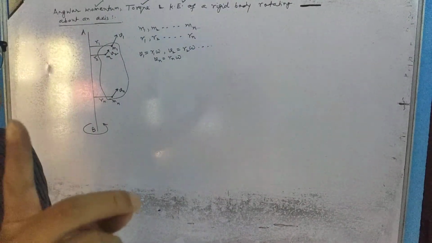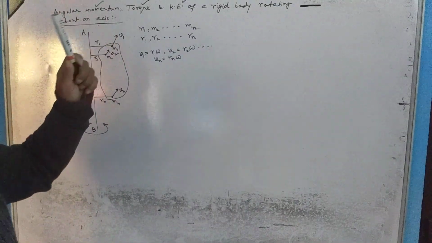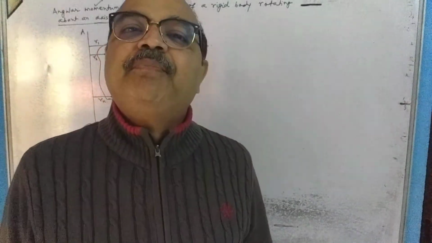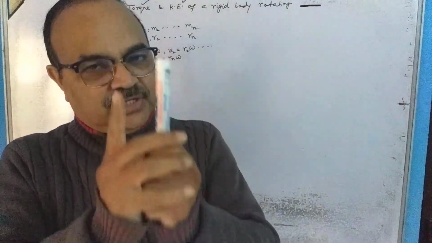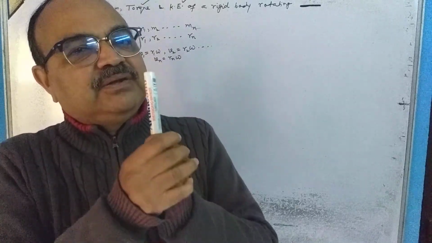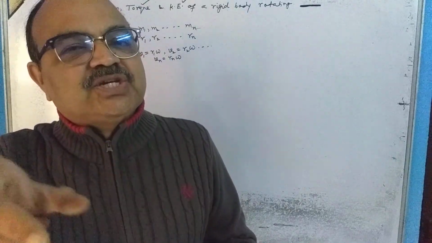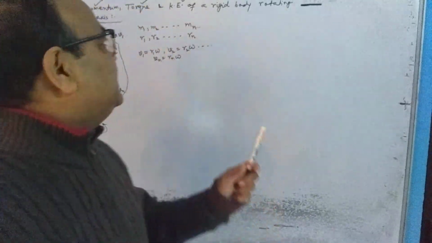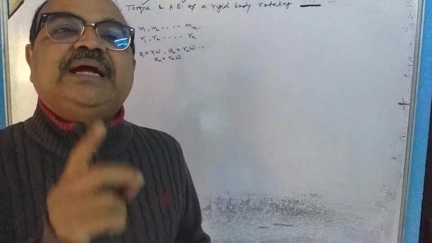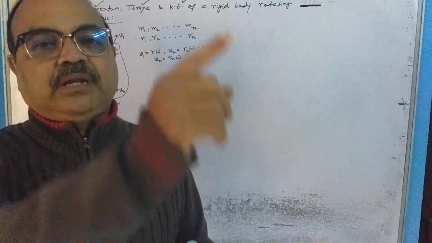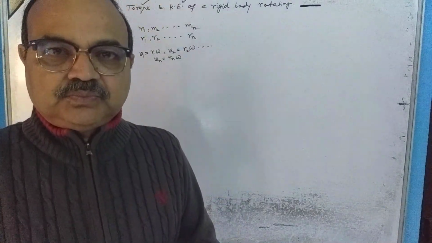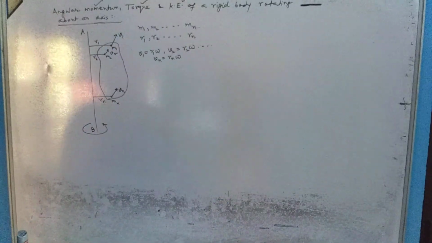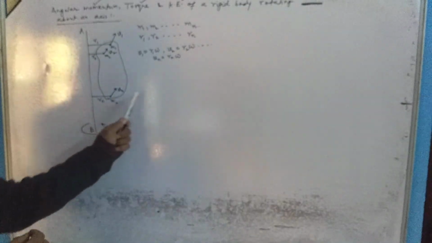Till now we have discussed these two things, angular momentum and torque, for a particle. Now for a rigid body, these relations will be in connection with the moment of inertia. That's why. And the kinetic energy which we will be finding out is mainly the rotational kinetic energy. Okay. So let us consider a rigid body.